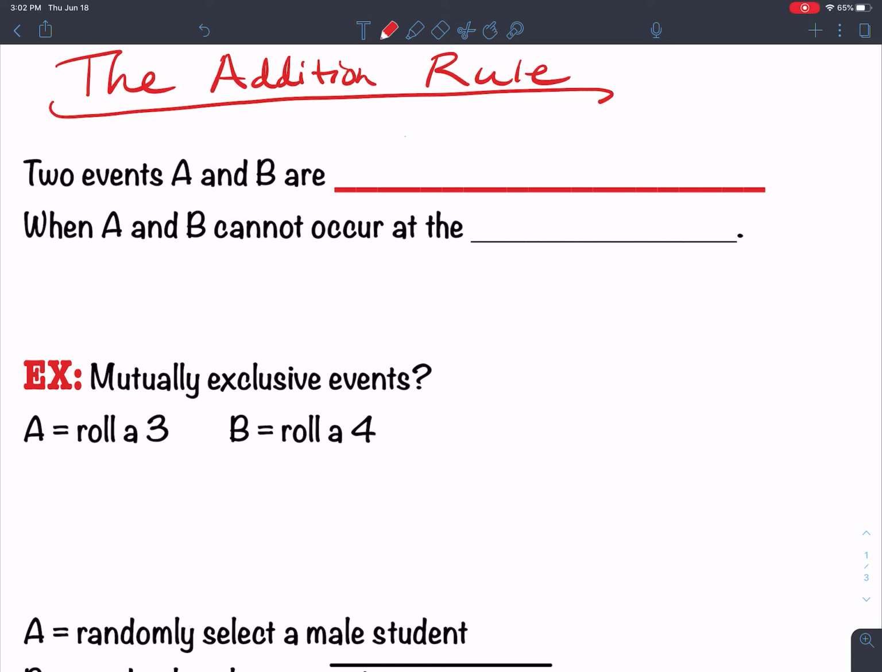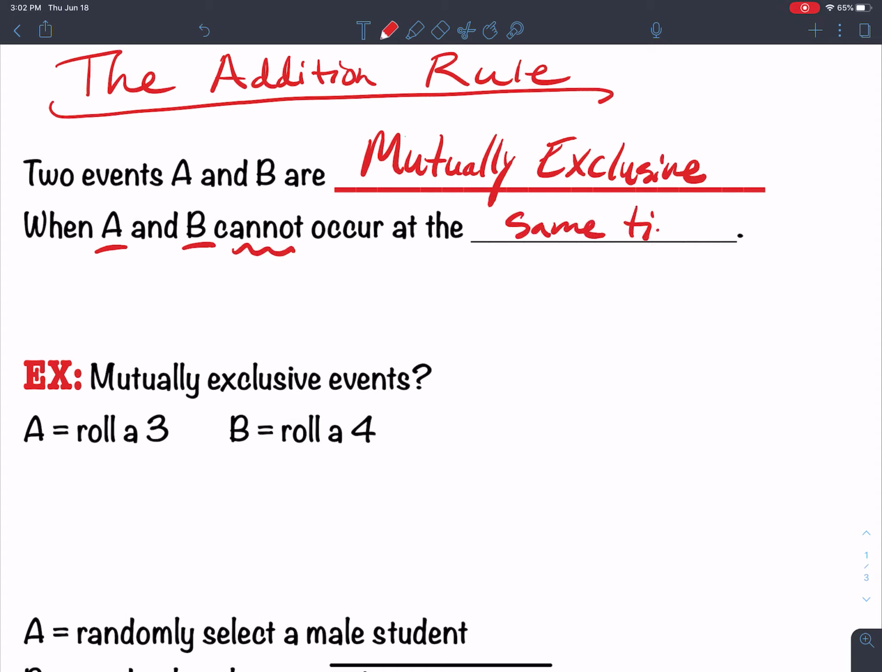Here we're going to talk about the addition rule, and before that we need to talk about a definition. First definition: two events A and B are mutually exclusive when events A and B cannot occur at the same time. It's impossible for one to happen and the other one happen. So in a picture, what does this look like?